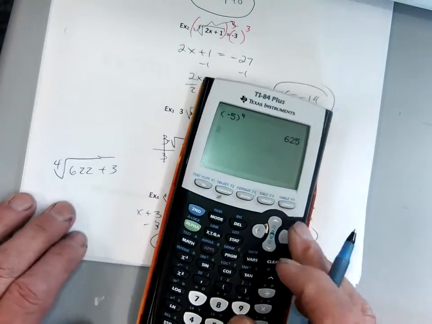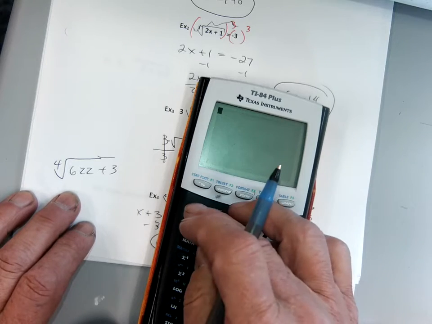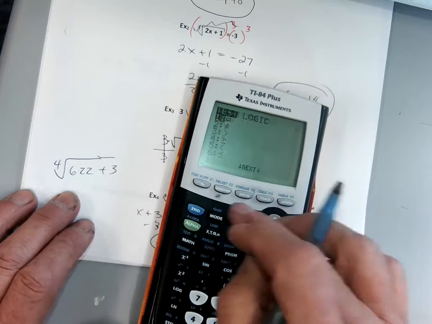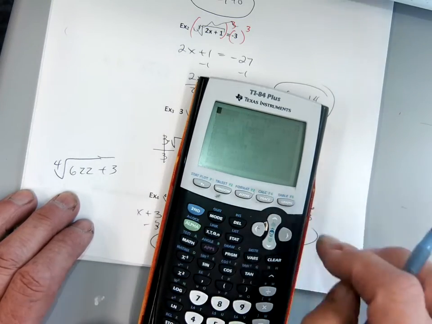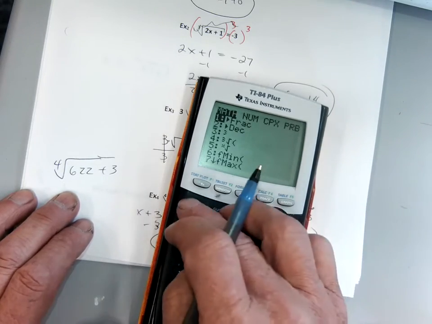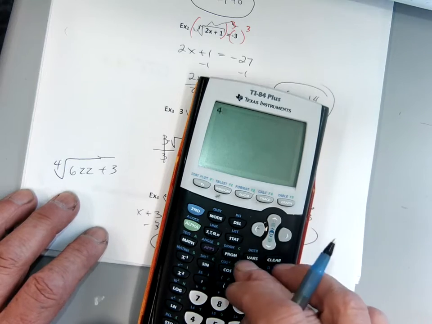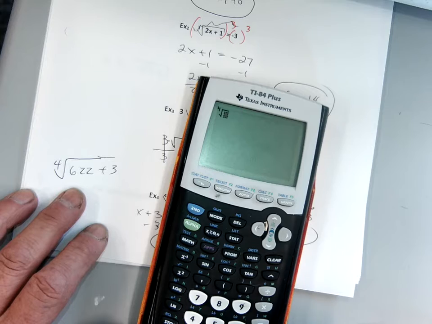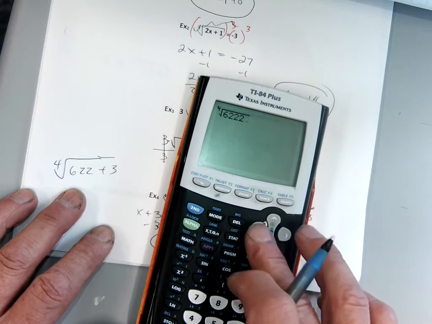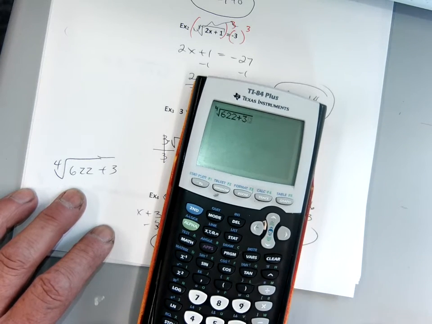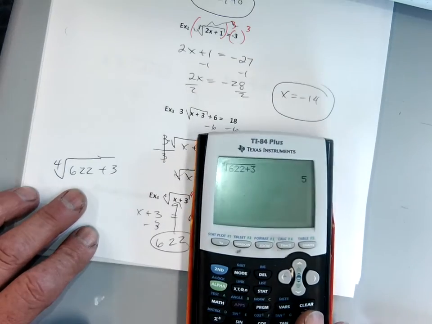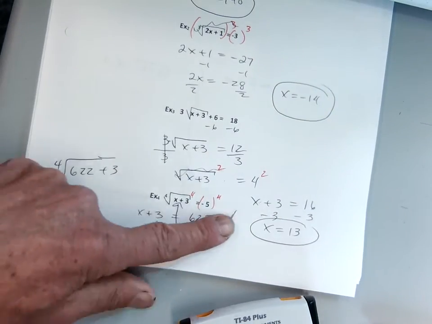I don't know. Hold on, I'll check real quick. Fourth root of 622, oops, 622 plus 3. What's that equal? Equals 5, doesn't it? You see that? It equals 5. But it doesn't equal negative 5, does it?